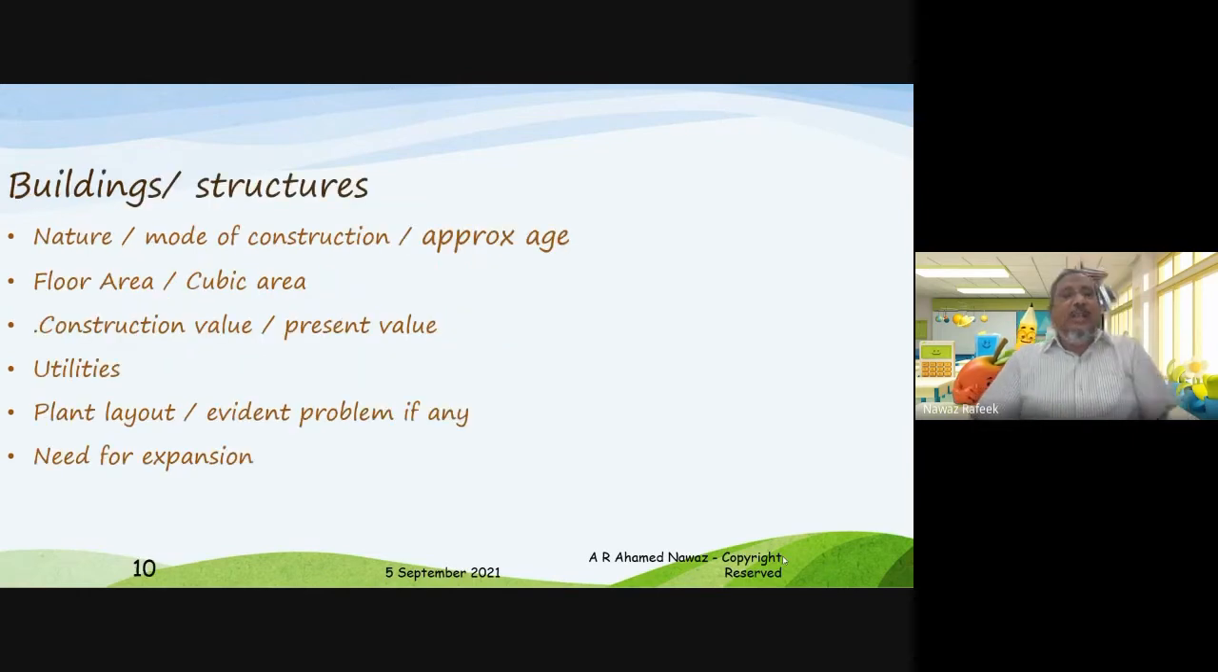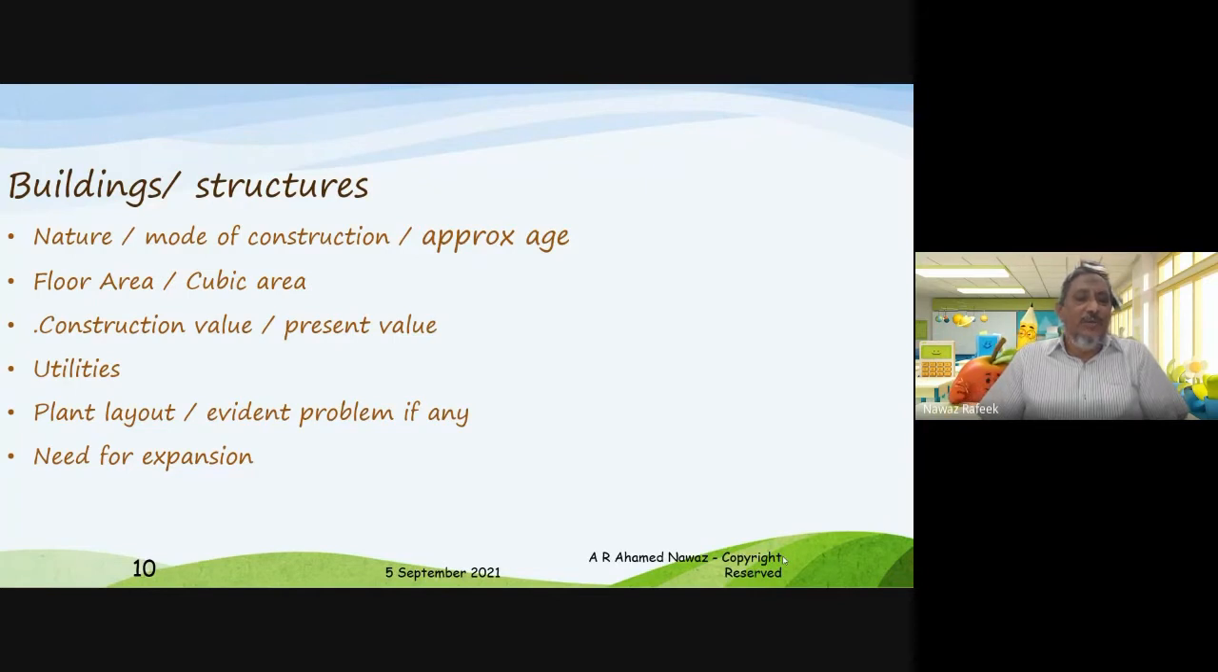Okay, the buildings and structures. What are the things you are going to look into when you go for inspection? Nature, mode of construction, approximate age. The nature of the building: whether it's a commercial building or residential building, warehouse, what type. The mode of construction: brick construction, cement block, concrete, what is the roof, what the floor, what the strength of the structure. The approximate age.